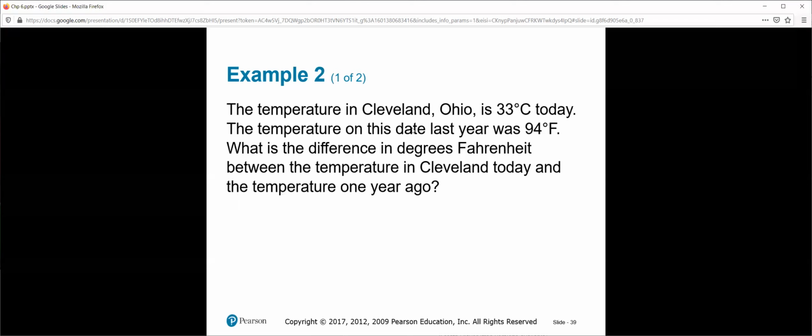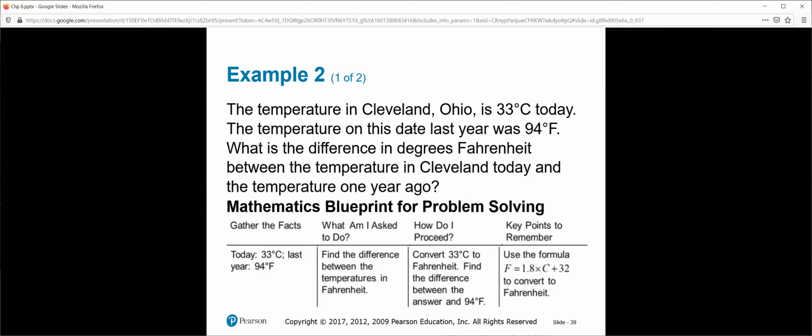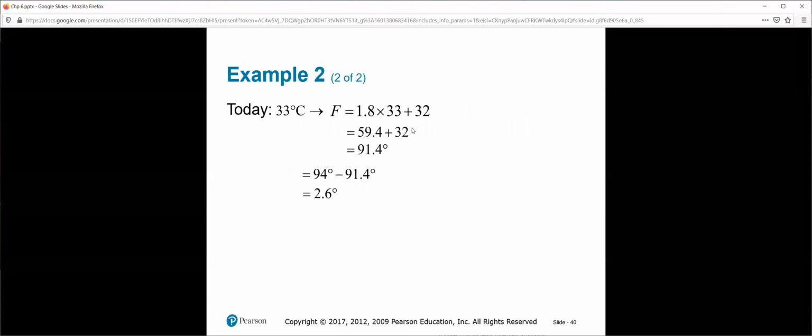All right. The temperature in Cleveland, Ohio is 33 degrees Celsius today. The temperature on this date last year is 94 degrees Fahrenheit. What's the difference in degrees Fahrenheit between the temperature in Cleveland today and the temperature 1 year ago? Fahrenheit to Celsius conversion. Pretty straightforward. Find my equation, plug in my numbers, do some subtraction, 2.6 degrees difference.